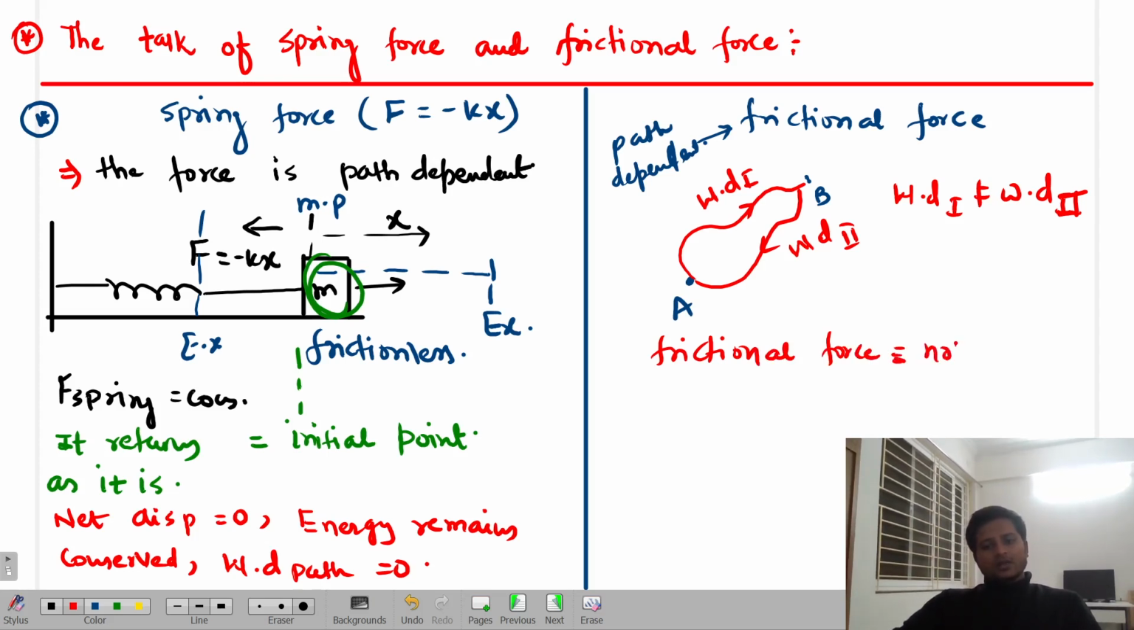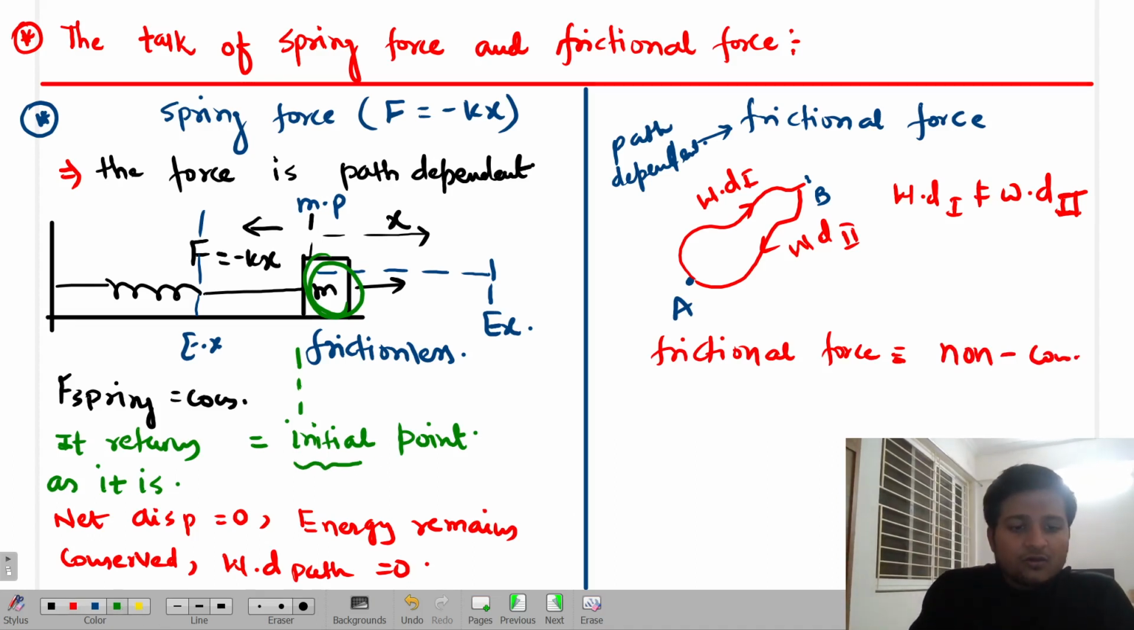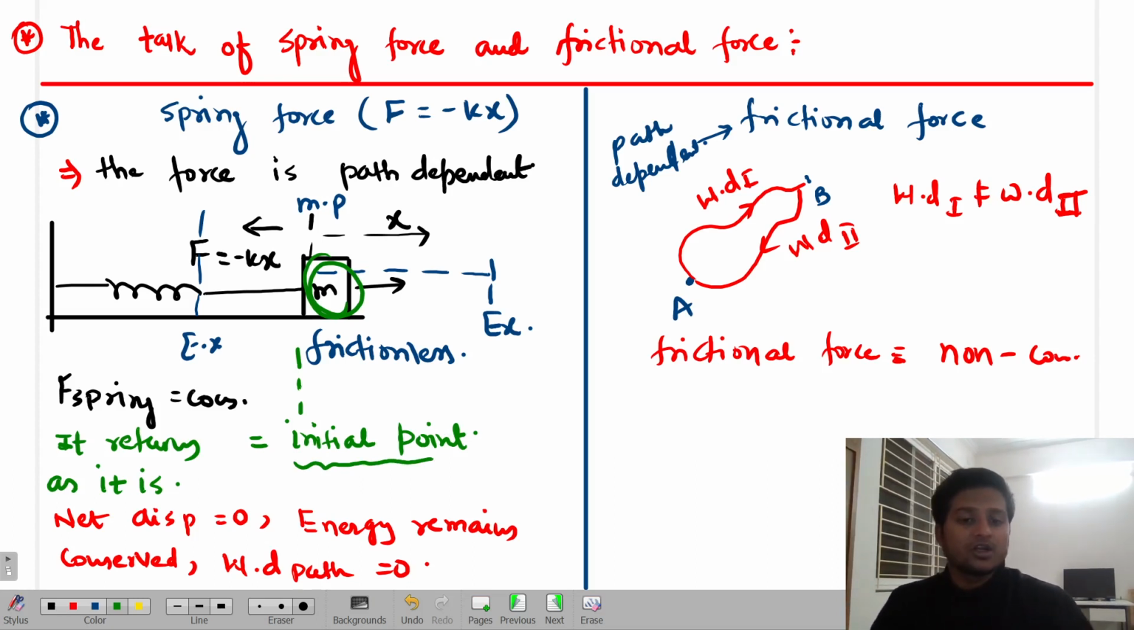So look over here. Spring is also path dependent. Frictional force is also path dependent. But one of them brings conservation, and the other brings what? Non-conservation. Are you able to get it? And this brings one more analogy. If I go from the initial point to the final point and the force is conservative, I can return back to the initial point with the same condition, or not? And that's why the conservative forces are also termed as reversible in nature.